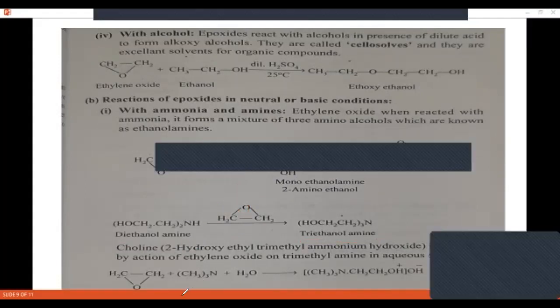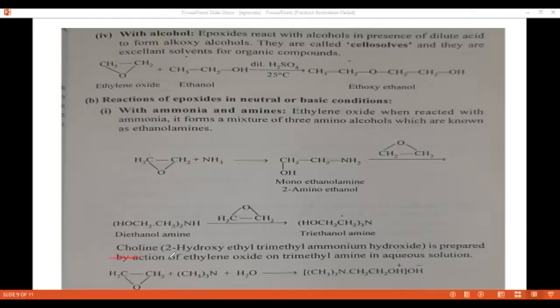Now another example is choline, 2-hydroxyethyl trimethyl ammonium hydroxide. The IUPAC name of choline is 2-hydroxyethyl trimethyl ammonium hydroxide. This choline is prepared by the action of ethylene oxide with trimethylamine in aqueous solution. In aqueous solution, that is water, the epoxide reacts with the trimethylamine, then the formation of choline.